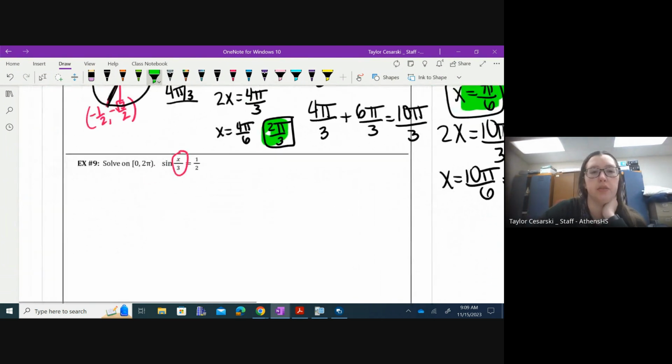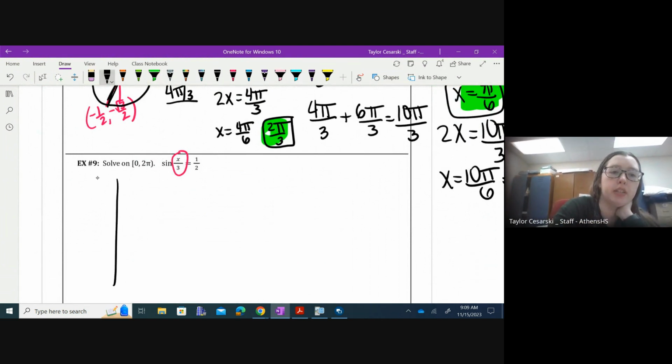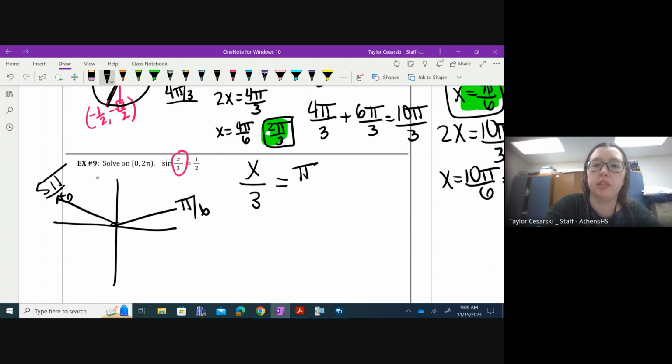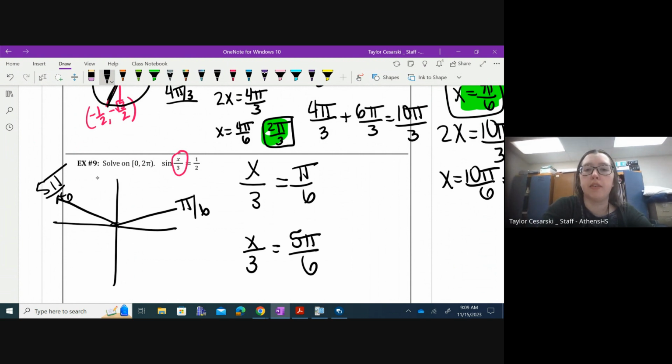Sine of x over 3 equals 1/2. We're thinking, where does sine equal 1/2? It's going to happen at pi over 6 and also at 5 pi over 6. Those are not my final answers, so I'm going to set what's inside the sine equal to that. So x divided by 3 equals pi over 6, and x divided by 3 equals 5 pi over 6. To get x by itself, I can multiply both sides by 3, so I get 3 pi over 6, which simplifies to pi over 2.